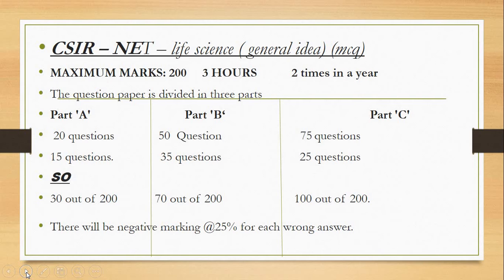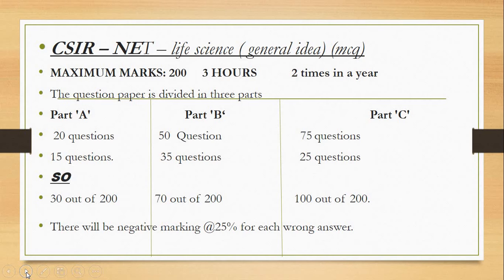Okay. Now basically the question paper is divided into 3 parts. Section A contains 20 questions, Section B contains 50 questions, and Section C contains 75 questions. In part A, out of 20 questions, we can attempt 50 questions. In part B, out of 50 questions, we can maximally attempt 35 questions. And in part C, out of 75, we can maximally attempt 25 questions. So basically we can say that part A contains weightage of 30 marks, part B contains weightage of 70 marks, and part C contains weightage of 100 marks.